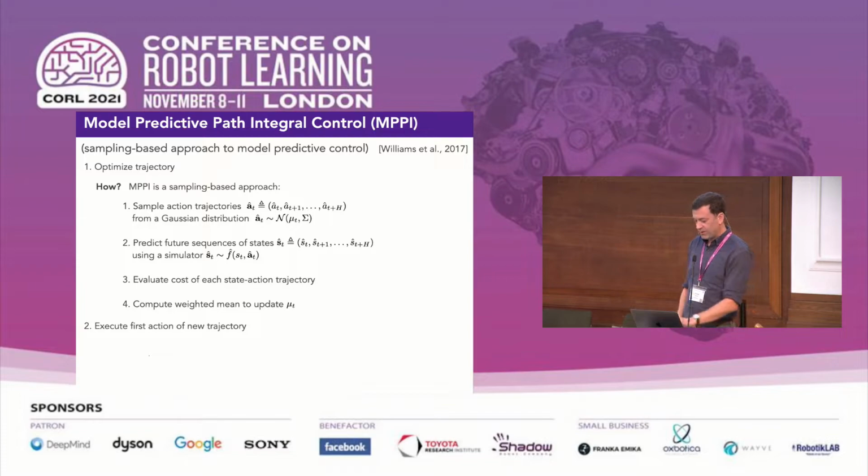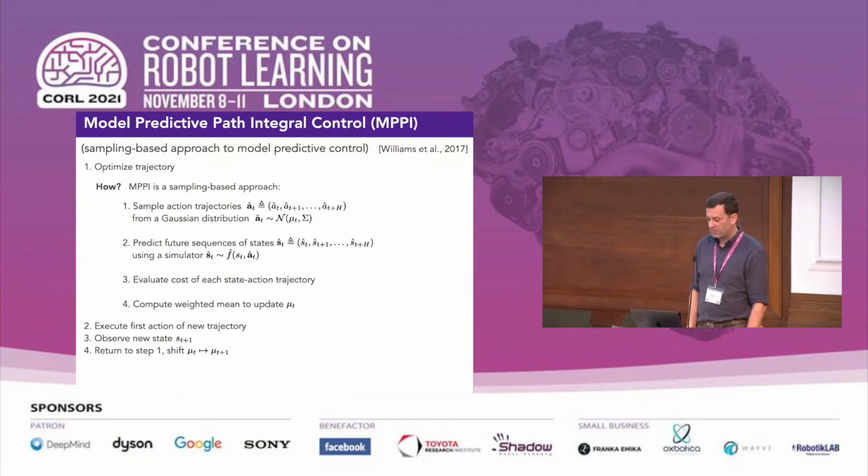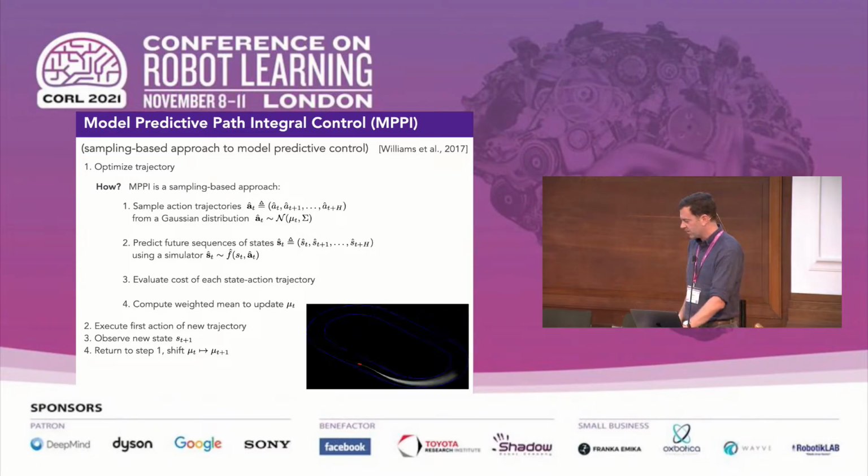Okay, we then execute the first action of the new trajectory, observe a new state, and then repeat the process after updating state using the previous trajectory as a warm start. So you can see what this looks like for our racing task here. I know it's a little dark and hard to see.